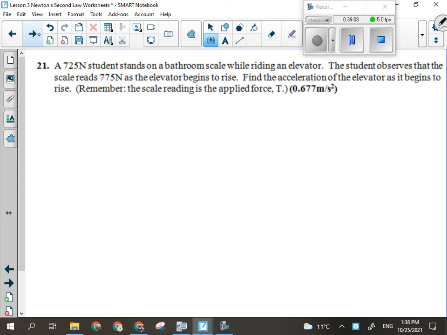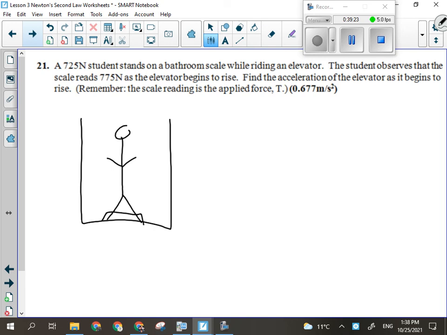21? Okay, so 21 is an elevator question. When you're standing in an elevator, if you stand on a bathroom scale, what does it tell you? It tells you your mass. We all say it's our weight, but we know better. This scale actually tells me my weight.